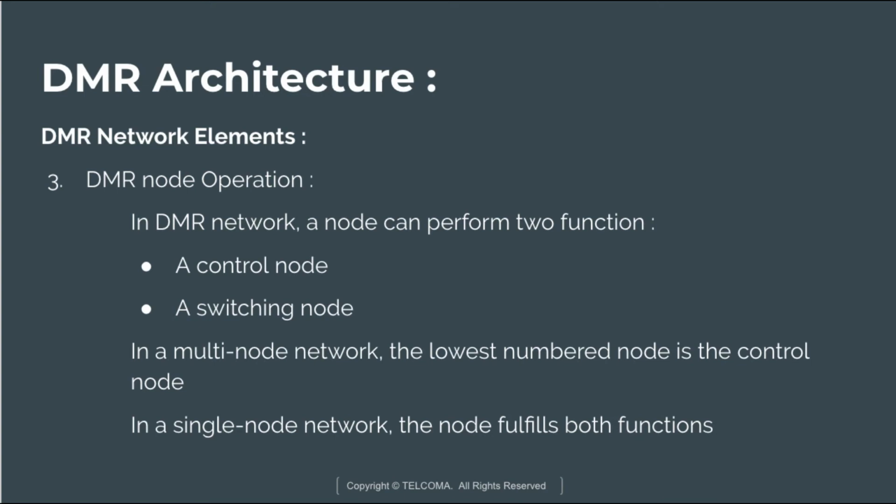Whereas for the switching node, all nodes in the network can also function as switching nodes. The switching nodes are used to transfer audio data between the base stations. So here in a multi-node network, the lowest number node is the control node, and in a single node network, the node fulfills both functions as controlling node and switching node.